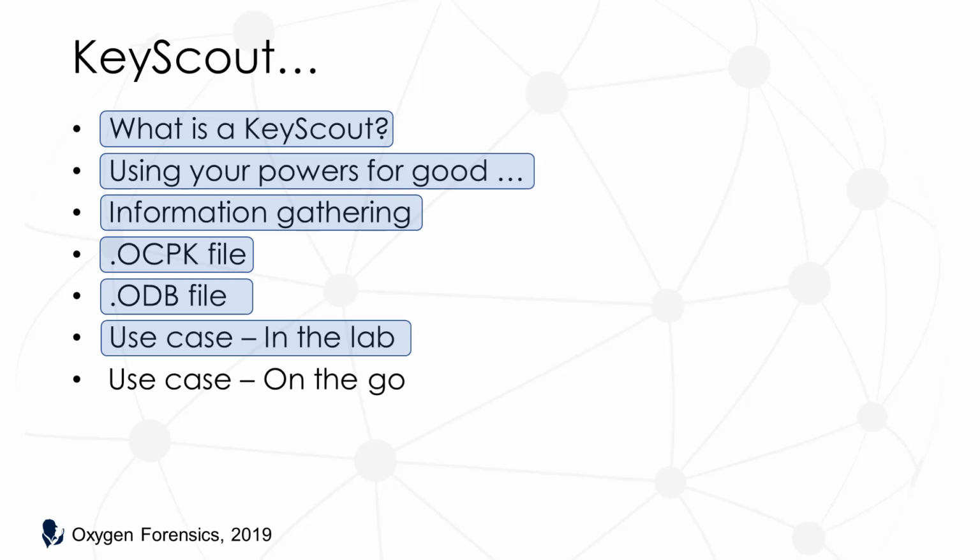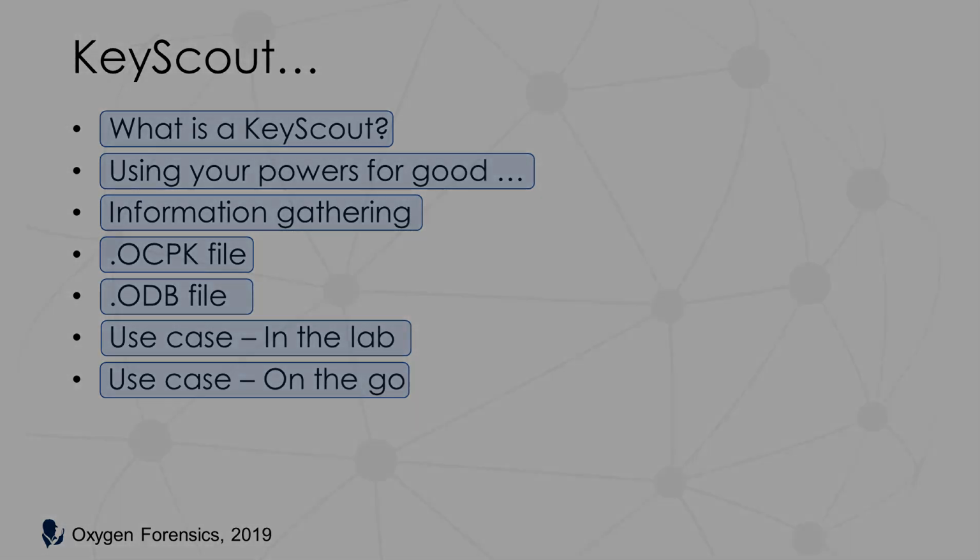Or, if you're out in the field, in a cave, I don't know where you are, but you need the ability to run against a machine right in front of you, whip out that USB drive with KeyScout on it, plug it in, run it, collect all kinds of things back to that USB, and get back to the lab. Okay, let's see how this works.